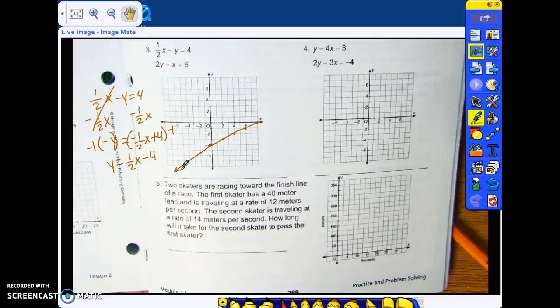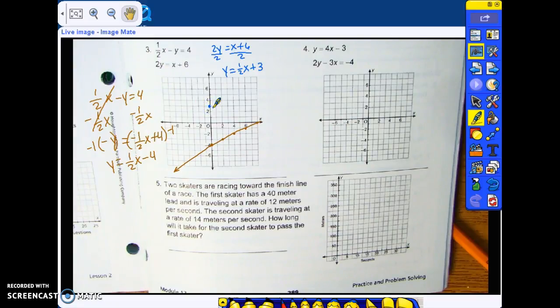And for 2y equals x plus 6, I have to divide by 2 on both sides. 1 divided by 2 is going to be 1/2. 6 divided by 2 is 3. You always start at your y-intercept, so I'm going up to 3 on the y-axis.